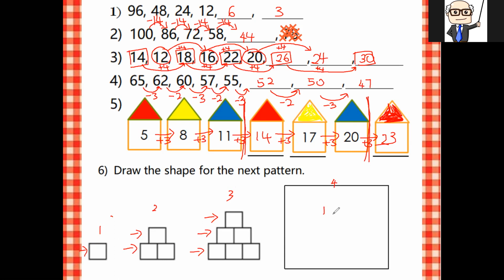So layer 1 has 1. Layer 2 has 2. Layer 3 has 3. Then layer 4 has 4. So all together, I have 1, 2, 3, 4, 5, 6, 7, 8, 9, 10. So all together, I should have 10 boxes. Okay? So everybody is super good at this because it's a very easy question actually.